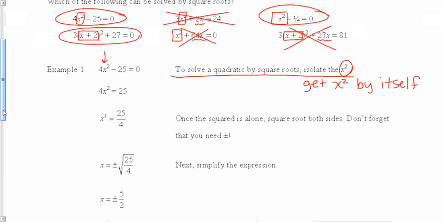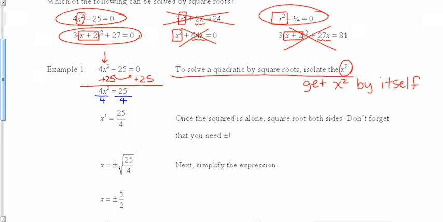In order to get x squared by itself in this problem, I need to move the 25 to the other side of the equal. How do I do that? I do that by adding 25 to both sides of my equation. So now my equation is 4x squared equals 25. The x squared still isn't by itself because it's times 4. To get rid of times 4, the opposite would be to divide both sides of the equation by 4. Now I have x squared equals 25 over 4. I like to leave things as fractions. I don't want to change them into a decimal.